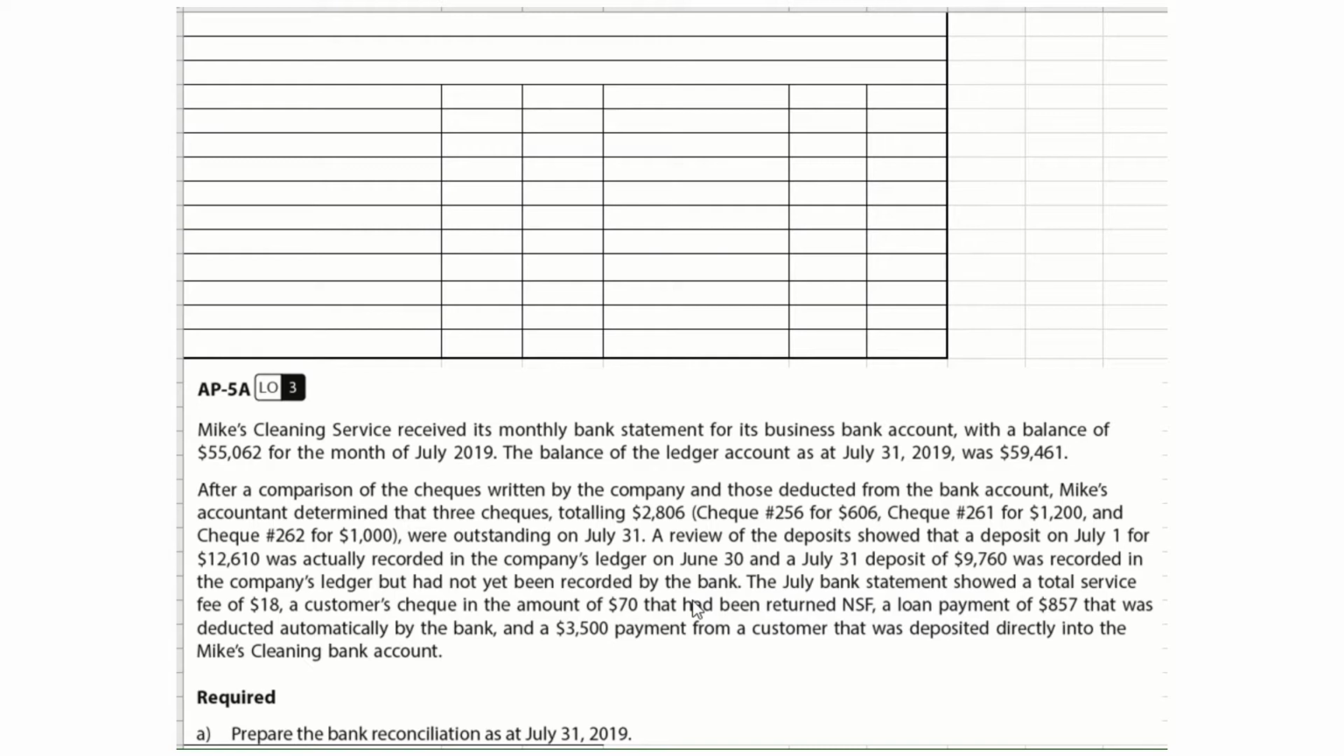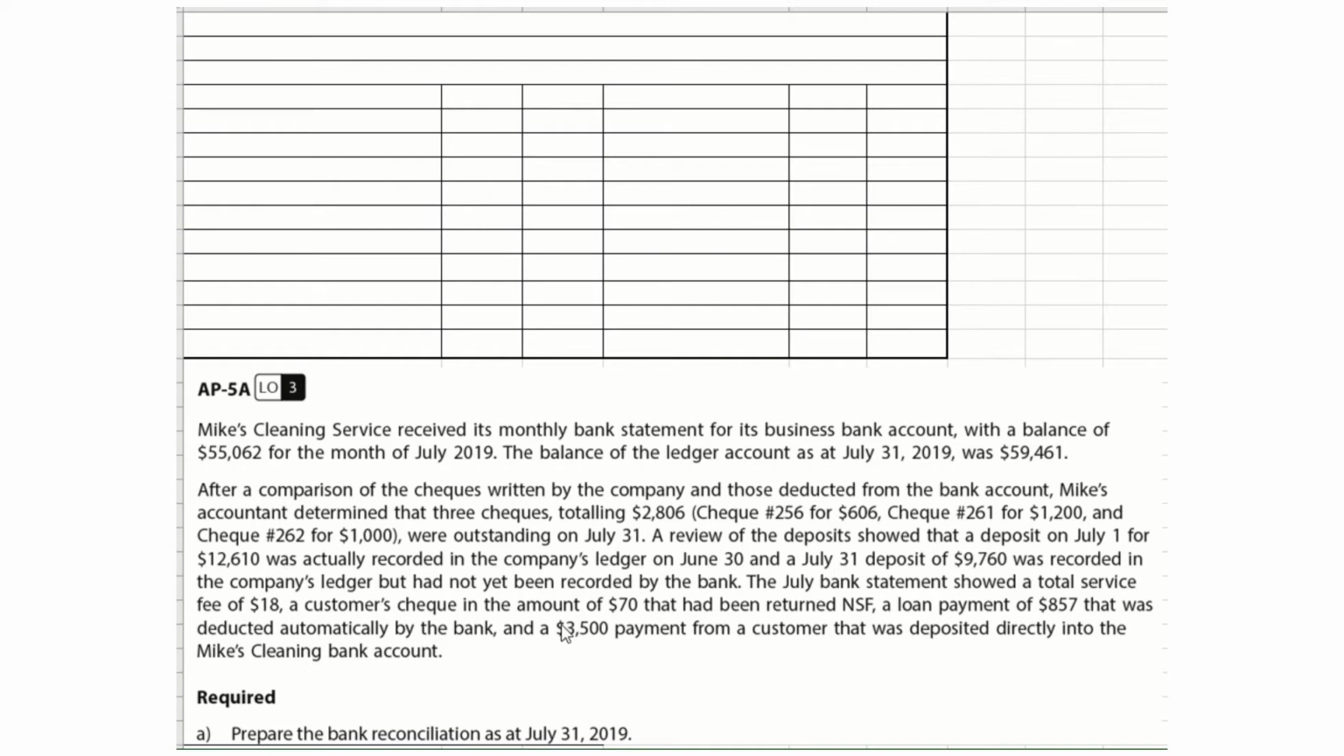by the bank. So the July bank statement showed a total service fee of $18, and a customer's check in the amount of $70 that had been returned not sufficient funds, and a loan payment of $857 that was deducted by the bank. And lastly, a $3,500 payment from a customer that was deposited directly into Mike's Cleaning bank account.